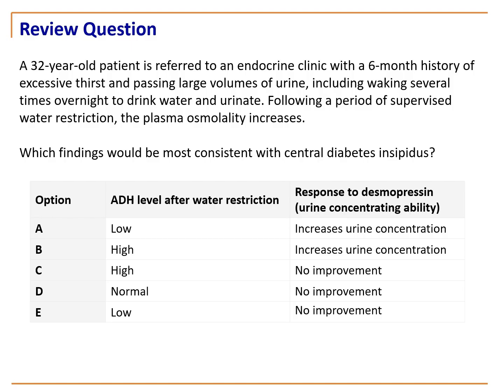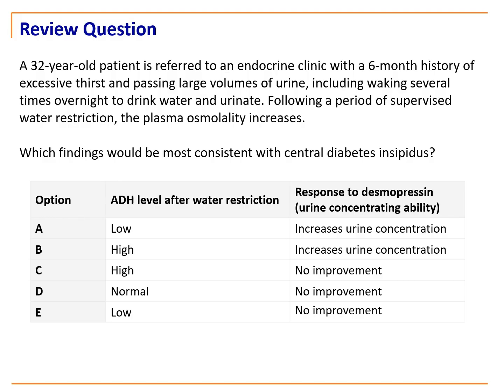So, a review question for you. What I would like you to do is read this question as usual, look through the answers, and think about what the correct answer actually is. Press pause. A 32-year-old patient is referred to the endocrine clinic with a 6-month history of excessive thirst and passing large volumes of urine, including waking several times overnight to drink water and urinate. Following a period of supervised water restriction, the plasma osmolality increases. Which findings would be most consistent with central diabetes insipidus?